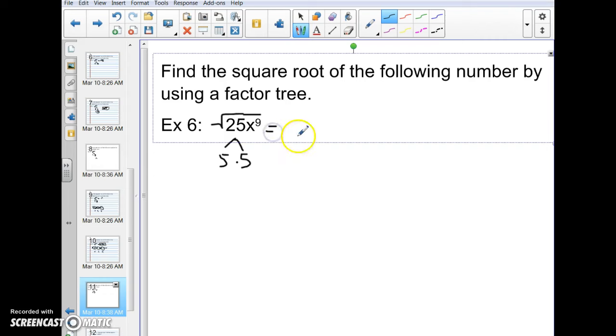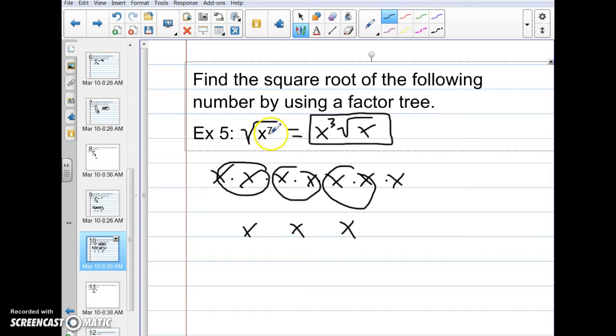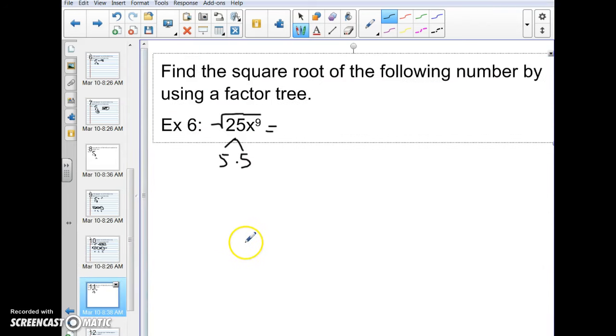Now, I'm hoping you guys kind of figured out something. I have an even number here. Basically, I divided that by 2, and that gave my number on the outside. I have an odd number here. I can do the same thing. I can divide this by 2, I get 3, and I get a remainder of 1, so that 1 stays inside. I'm going to do the same thing here. It's kind of like a shortcut.